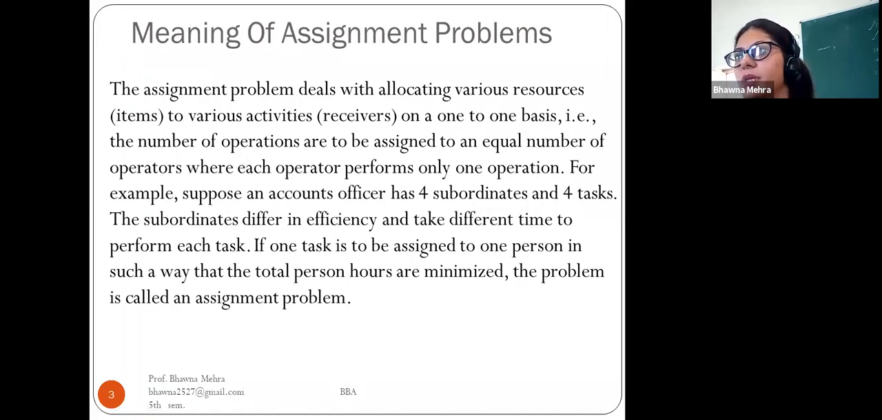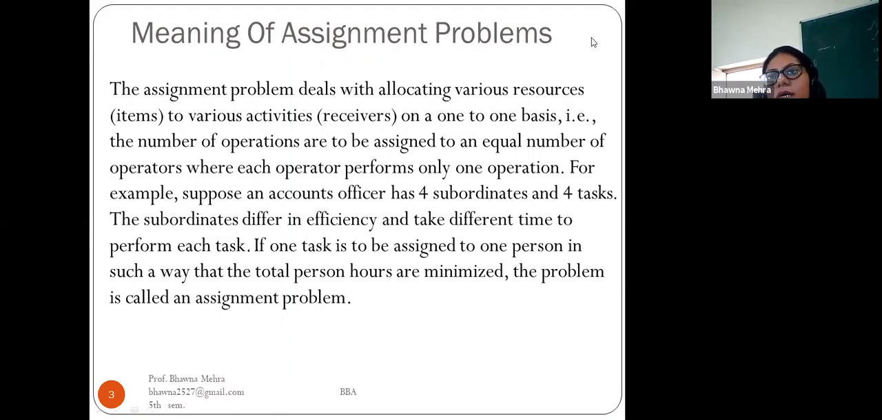Now we start with the meaning. The assignment problem deals with allocating various resources to various activities on a one-to-one basis. That is, a number of operations are to be assigned to an equal number of operators, where each operator performs only one operation.